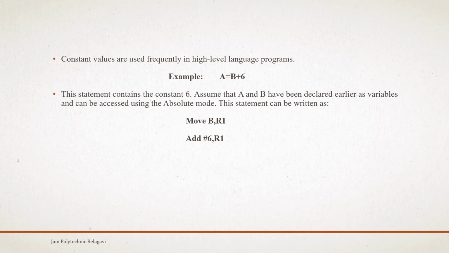Now the result, as you can see in the example, should be stored in A. For that we use the move instruction again: the result of b plus 6 will be transferred into the variable A. So this is how the absolute mode is done.